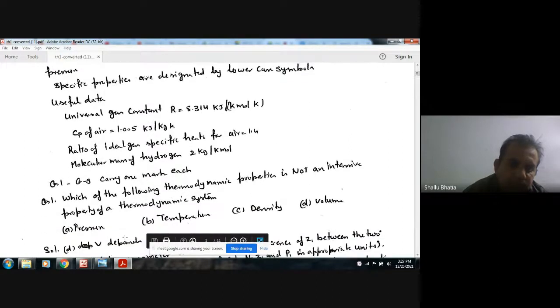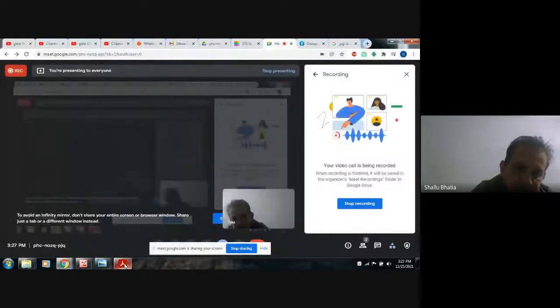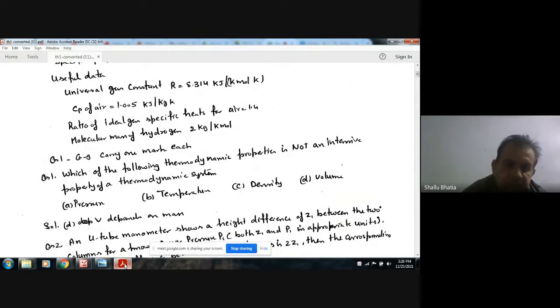Question 1 to question 9 carry 1 mark each. Question 1 is: which of the following thermodynamic property is not an intensive property of a thermodynamic system? Not an intensive property means it will depend upon mass, because then it is an extensive property. Pressure, temperature, and density are mass independent properties, and volume is mass dependent property, and so it is an extensive property. So answer is D.